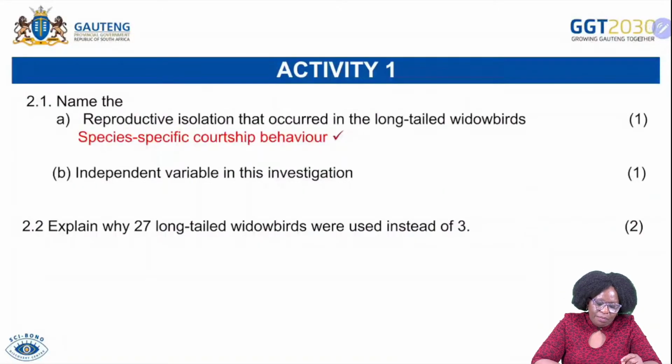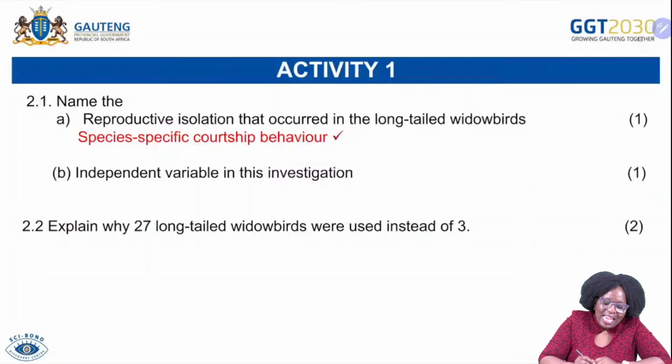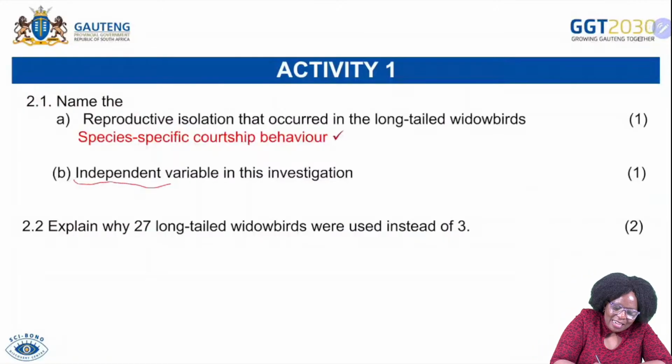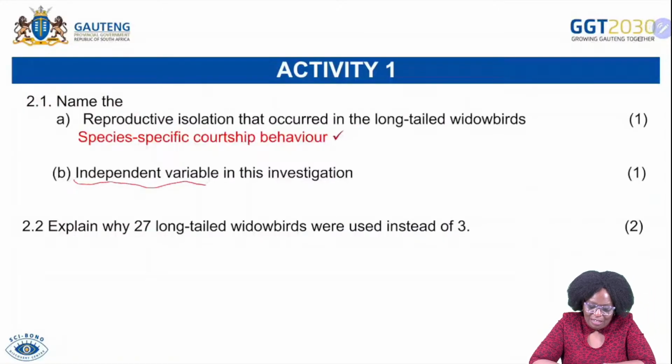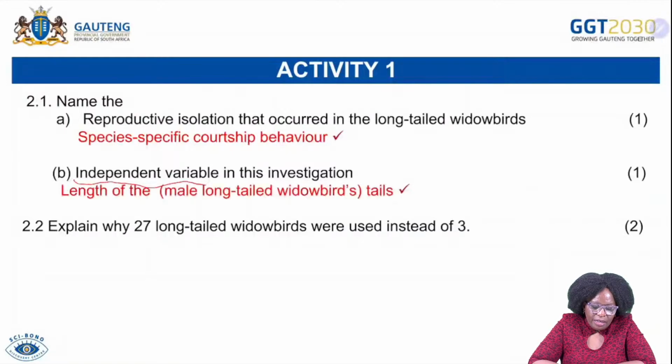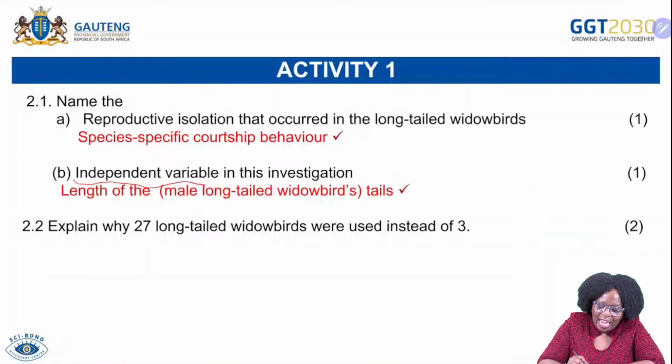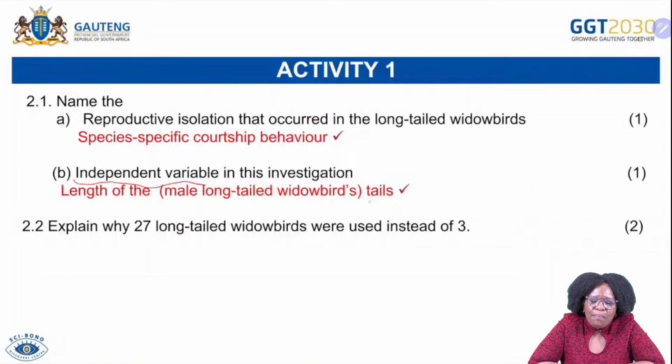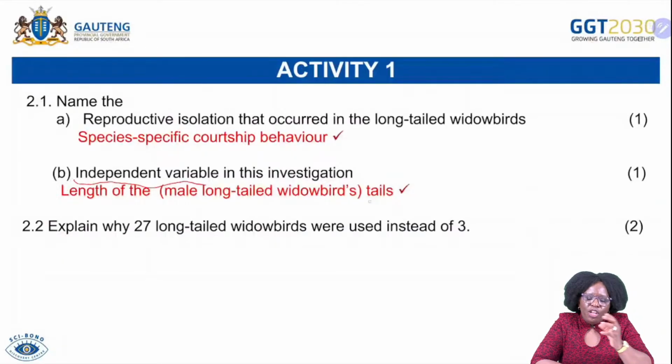And then give us the independent variable of this investigation. Our independent variable here is the length of the male long-tailed widowbird's tail. That is our independent variable. This is the variable that can be manipulated.